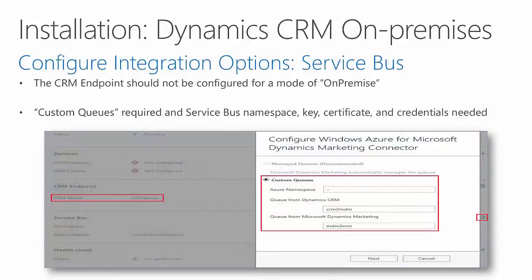With all of the necessary components in place, the implementer must now log into Microsoft Dynamics Marketing with an administrative user and navigate to the Integration Options page under Settings. The CRM endpoint section must be set to a CRM mode of on-premise to match the CRM environment that will be synchronized with, though no further configuration to the CRM endpoint is required in an on-premise configuration. From there, the gear icon in the Service Bus area should be clicked to open up the relevant configuration windows for setting up the custom Microsoft Azure queues. Again, Microsoft Managed Queues are not available for CRM on-premises configurations.